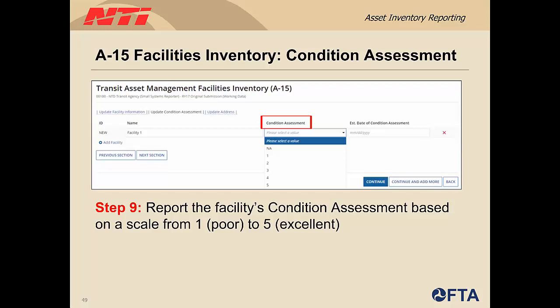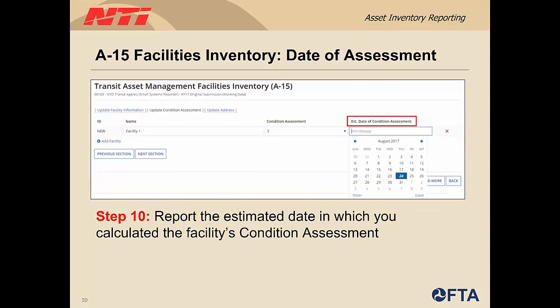To fill out this part of the form, you will select the term scale score for the facility from the drop-down menu. If you are not reporting a condition assessment for the current report year, or you do not have capital responsibility for this particular facility, you must select NA from the drop-down menu. Once you have selected the term scale score, you will then enter the date the condition assessment was performed. Please note that the reported condition assessment should have been performed prior to the fiscal year end of the current report year.